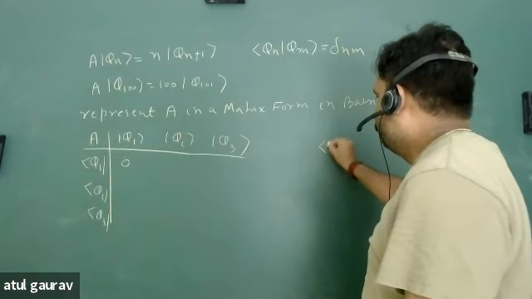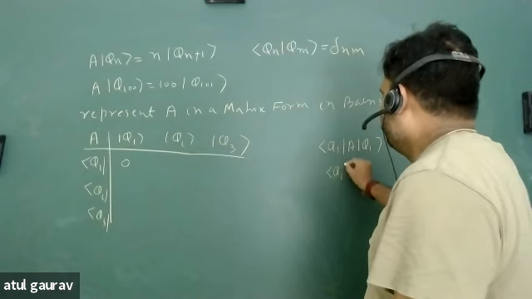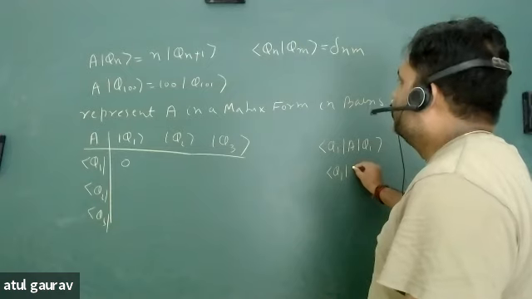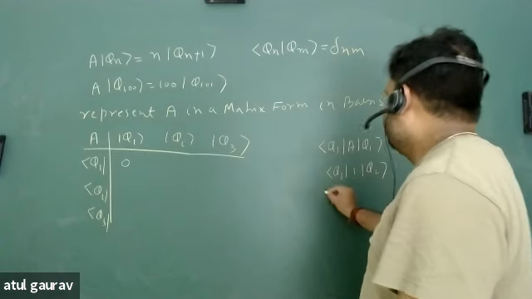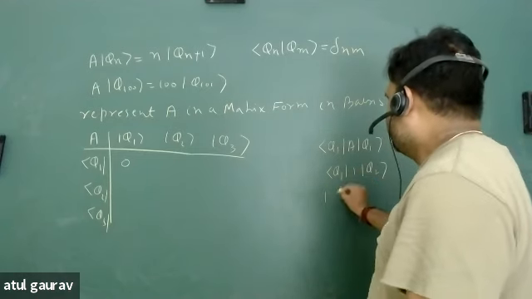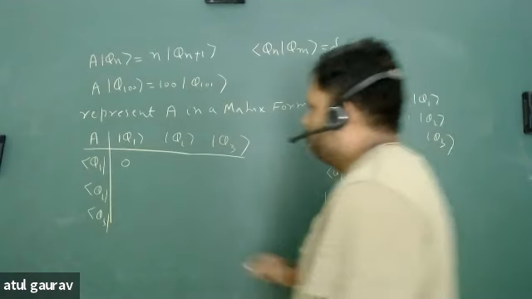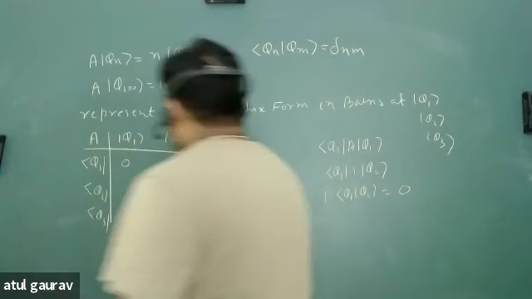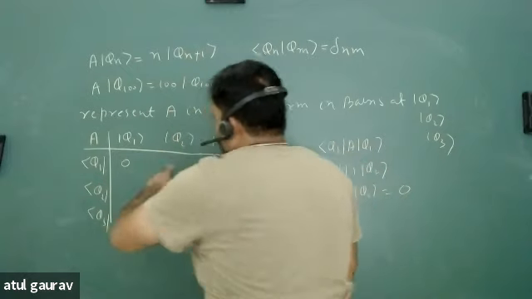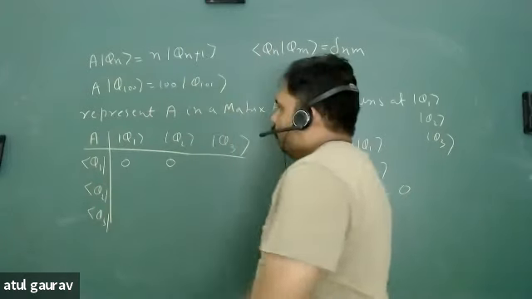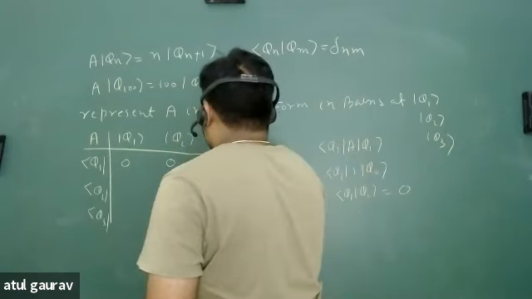This element is <phi 1|A|phi 1>. A operating on phi 1 gives 1 times phi 2, and the 1 is just a number you can write anywhere. So you have <phi 1|phi 2>, which is 0 by orthogonality. Again, A will operate on phi 2 and give phi 3; phi 3 and phi 1 is again 0. A will operate on phi 3 and give phi 4; phi 4 and phi 1 is 0.